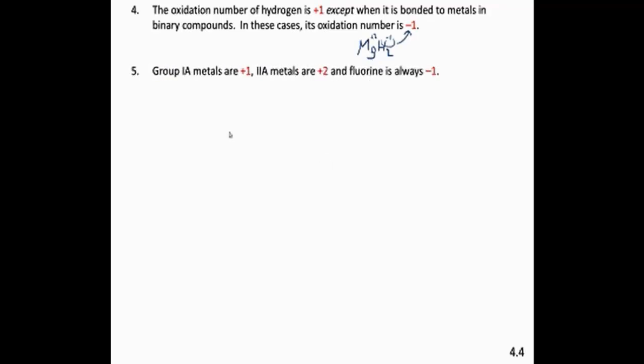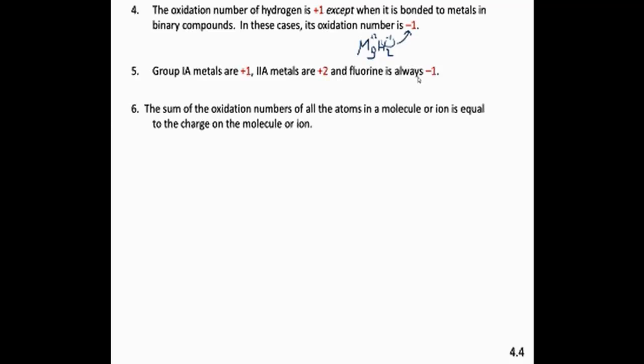Number 5, group 1 metals, or alkali metals, are always +1. Group 2 metals, or alkaline earth metals, are always +2. And fluorine is always a -1. Notice this does not say halogens. All halogens have a -1 charge in compounds, but fluorine is the only one whose oxidation state is always a -1.